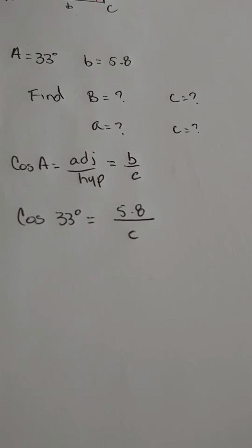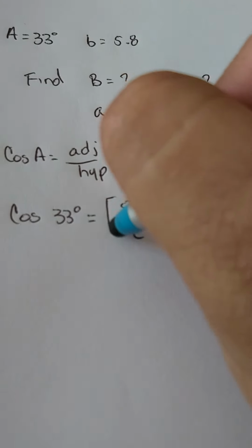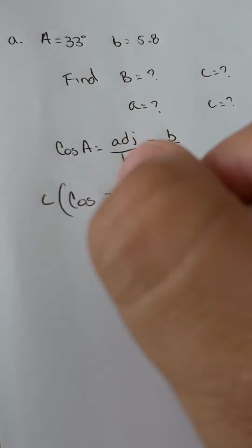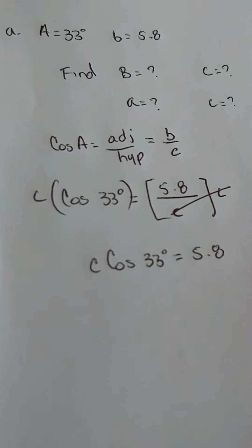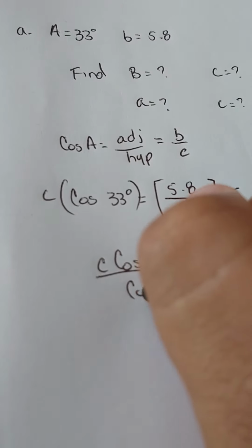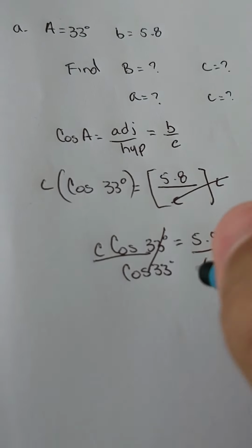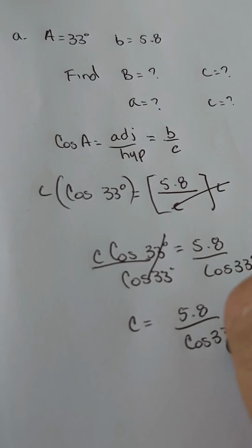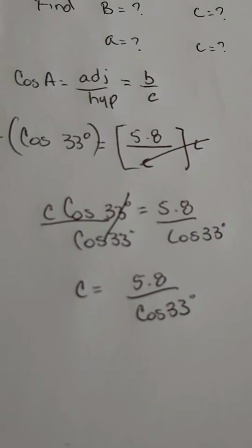So how do we find C? We did this in lesson 5.4. Okay, multiply both sides by C. So we get C cosine of 33 degrees equals 5.8. Now we want to find C, so we have to divide both sides by cosine of 33 degrees. So we get that C equals 5.8 over cosine of 33. So we use our calculators. We divide 5.8 by cosine of 33.